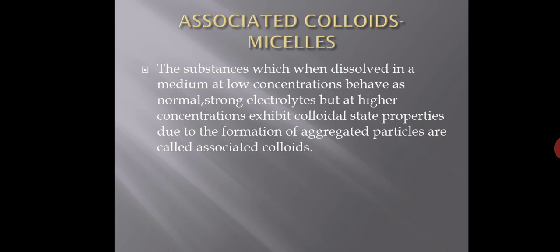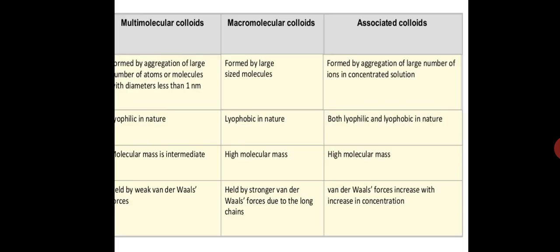Because in benzene, the sodium chloride molecules come closer again. They form aggregated particles, which is called associated. The name itself, association, means a group of people coming together for a cause, that is called an association. Same thing here: when the dispersed phase or the solute comes closer in a given solvent at a higher concentration, they form associated colloids, which are known as micelles. The aggregated particles thus formed are called micelles. So here I have given you the difference between the multimolecular, macromolecular and associated colloids.